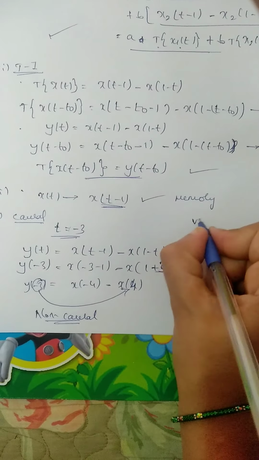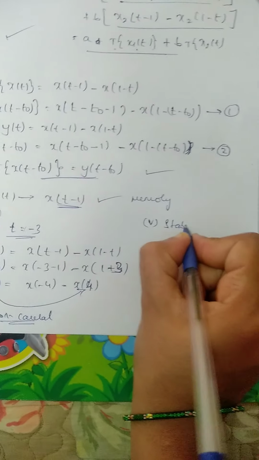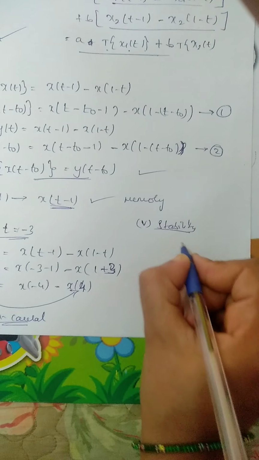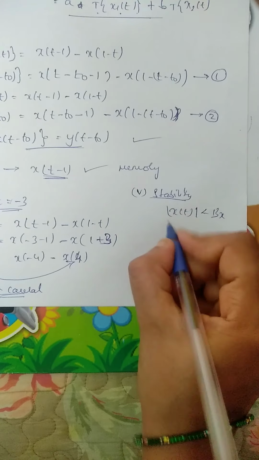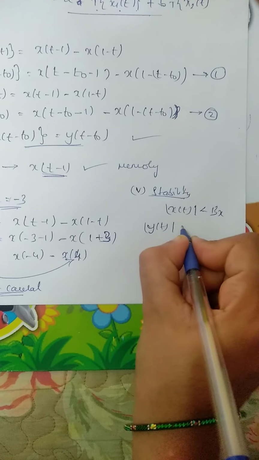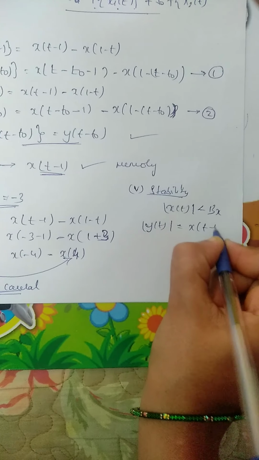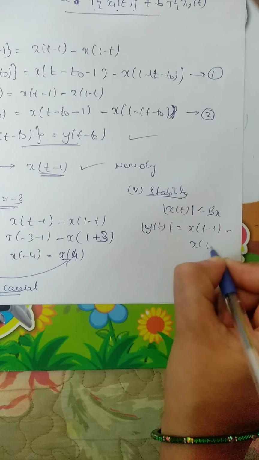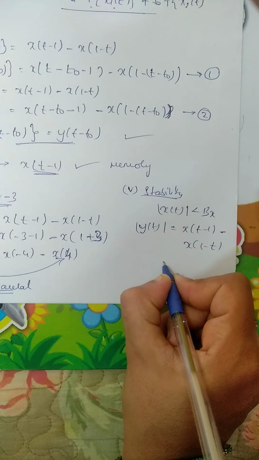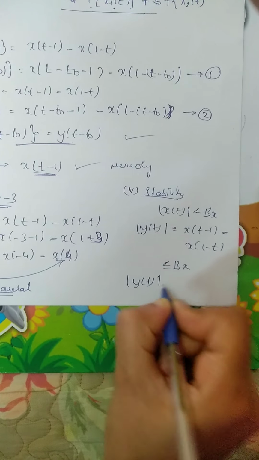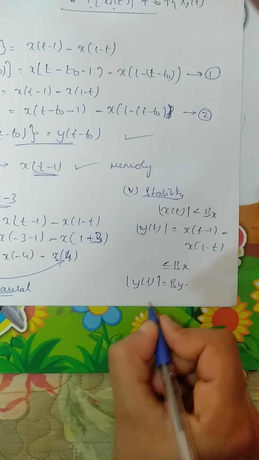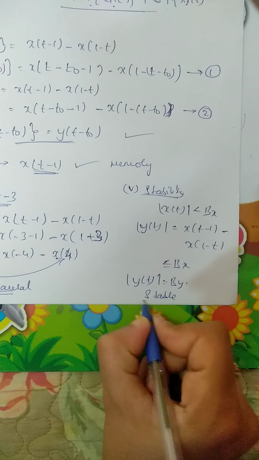Okay. Then the next property is stability. If we need to check stability, x of t is under bounded input. So we can take y of t, which is equal to x of t minus 1 minus x of 1 minus t. This is also within the bounded input. So y of t is a bounded output. So we can say the system is stable.